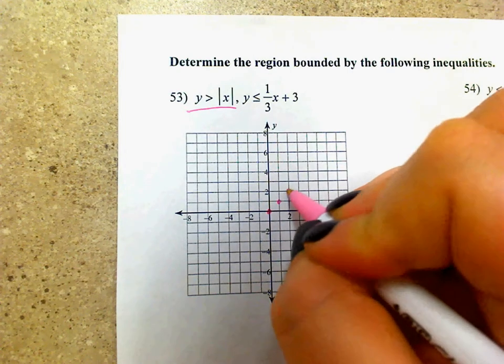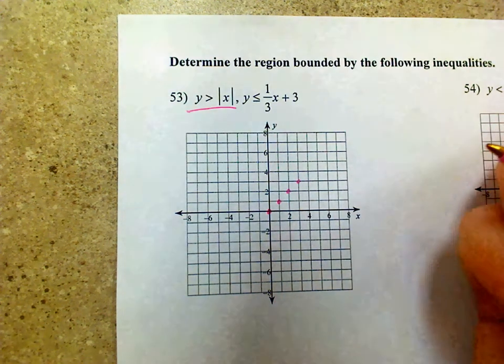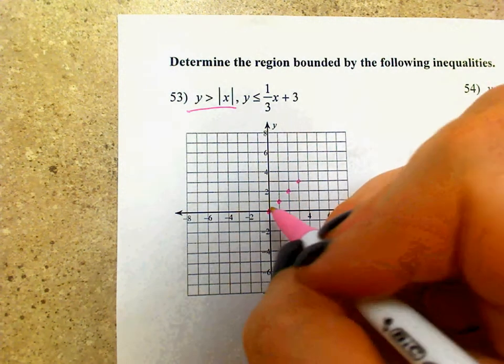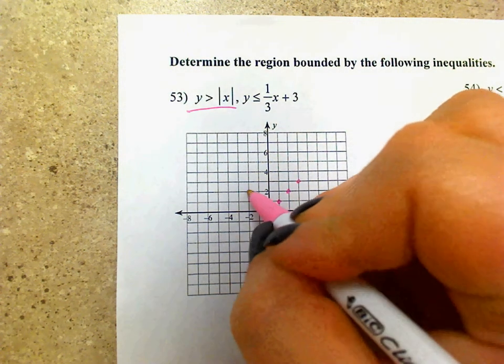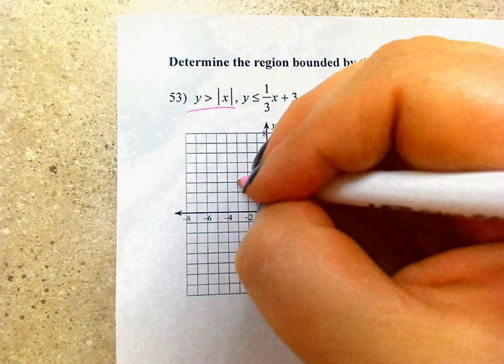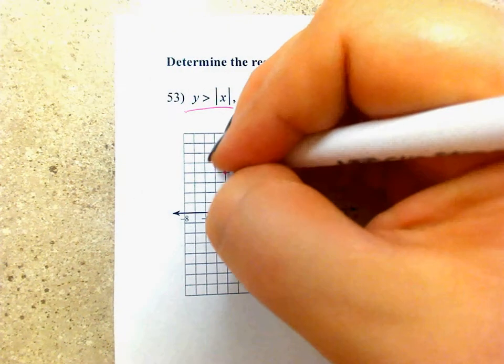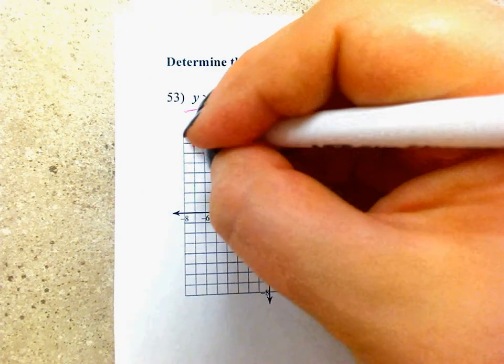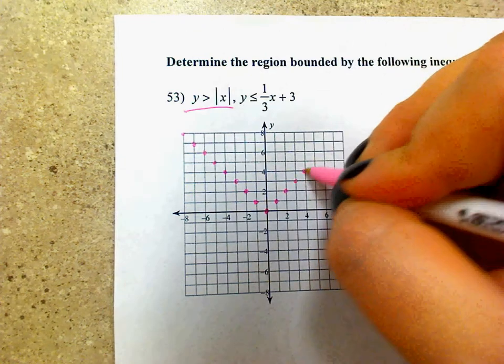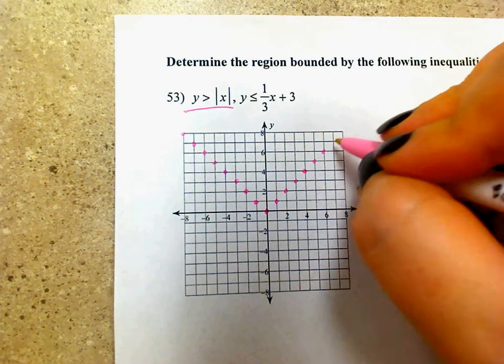So we're going to go ahead and do this. And since it just says greater than, it doesn't say greater than or equal to, I'm going to connect with a dotted line. And it says greater than, so I'm going to draw arrows going up so that when I do shade, I know I should shade above the line.